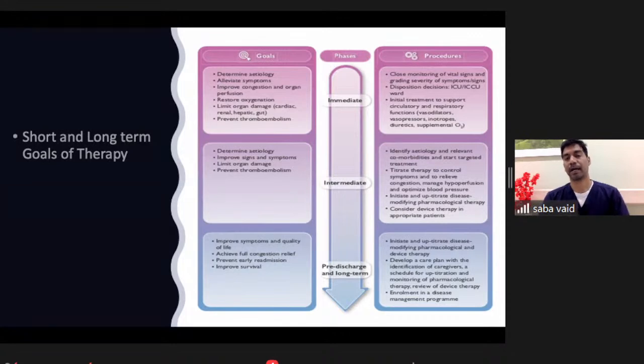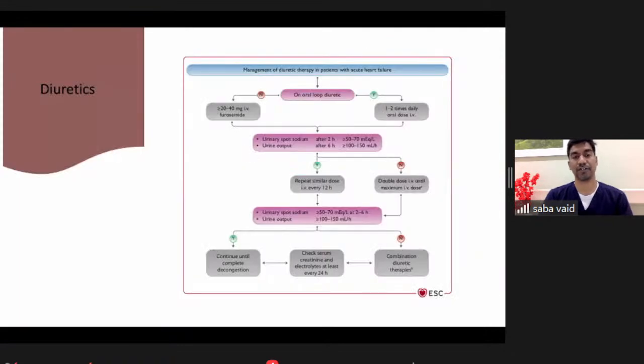That's the immediate part. The intermediate part, you have to ensure that the cause is treated properly, fully. And then you start titrating the treatment and ensure that these patients move from the acute to the less acute setting, from the intensive care to the ward, with the continuation of care. And last is the pre-discharge and the long-term care, where you optimize the treatment before discharge in such a way that they go home and have a stable period and prevent readmissions or rehospitalizations.